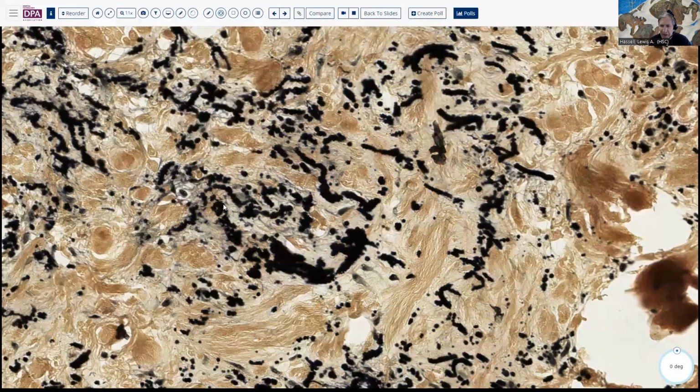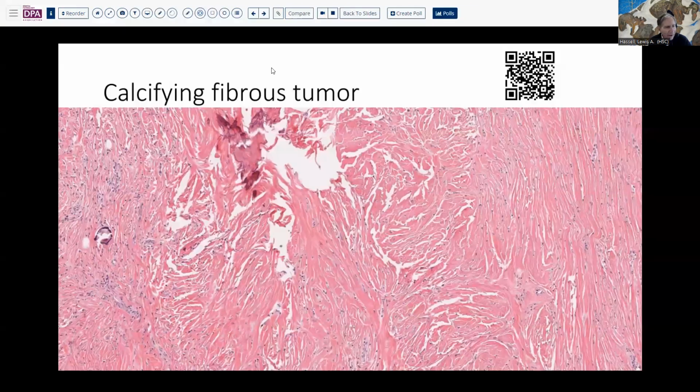The elastic tissue fibers stand out with a nice black silver-based stain. There are other stains for elastic tissue as well. However, even such things as crystal violet and so forth can bring out that component. So the next lesion we'll talk about is the calcifying fibrous tumor.